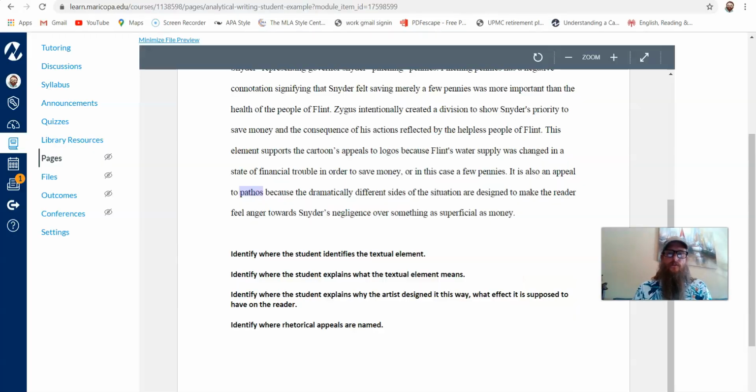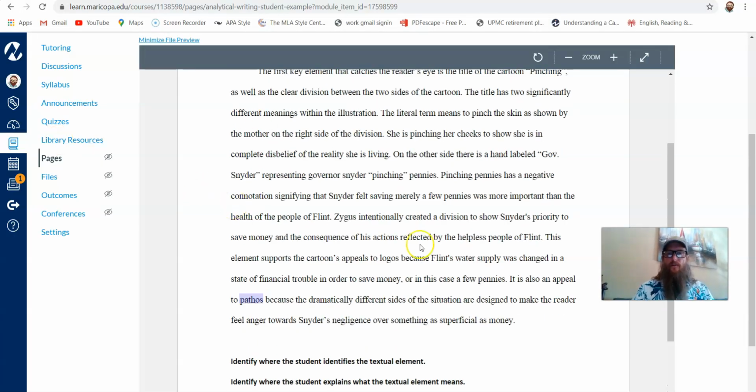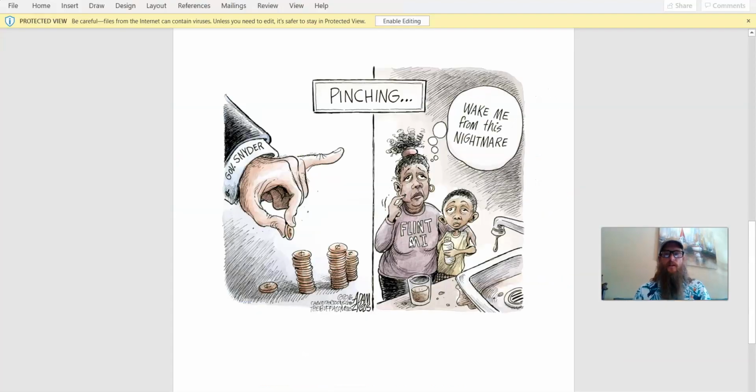Did you notice that she does not bring in outside source materials? She does not bring in some source to tell us how much Snyder actually saved. It doesn't matter, right? Your role in the body paragraphs is to explain how the cartoon works, how the argument works. You should not need outside sources for that. You will need some sources in the introduction to help you explain to the reader what happened in Flint. But once you get into the body paragraphs, it needs to be all about the cartoon.